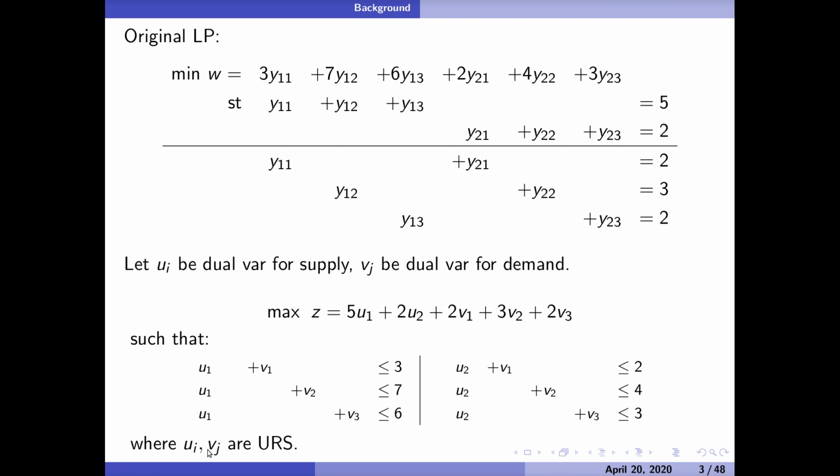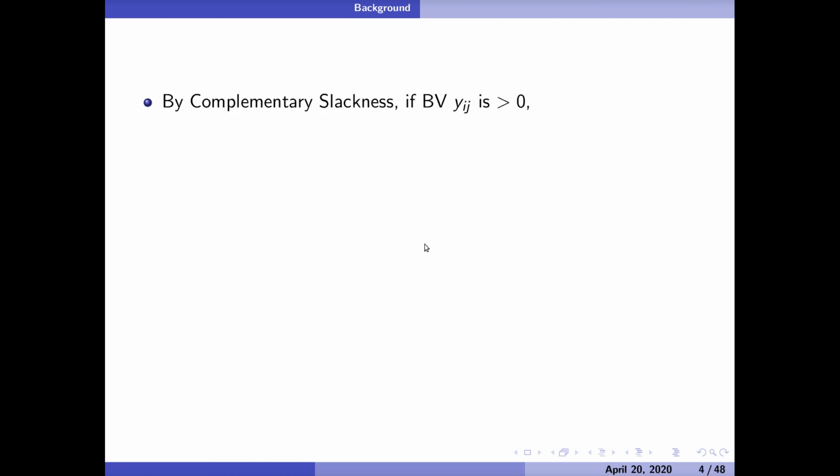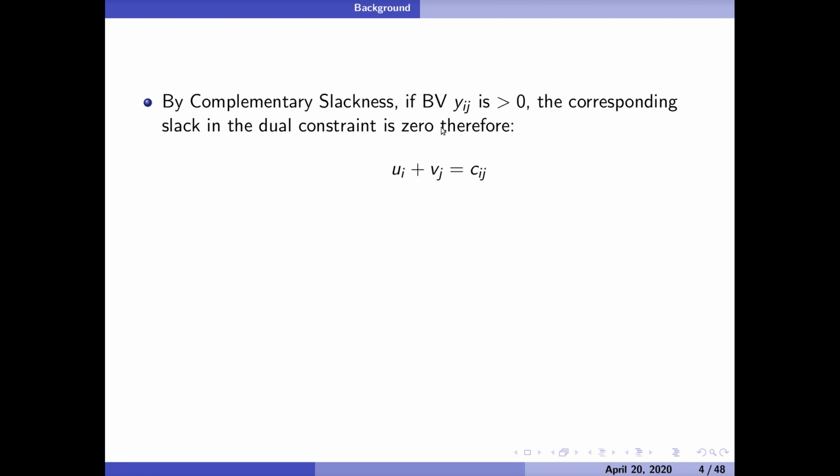And notice that ui and vj are unrestricted in sign. Why is that? Because we have equality constraints here. Very good. And so this is our original linear program, and this is our dual. Good. All right. So by complementary slackness, if the basic variable yij is greater than 0, what does that say about the corresponding slack variable in the dual? The slack variable in the dual is 0. What does that mean? That means that my inequality becomes an equality, and I'm able to solve an equality for the variables. Okay, so for the non-basic variables, I don't get that. I just have to be satisfied with the inequality.